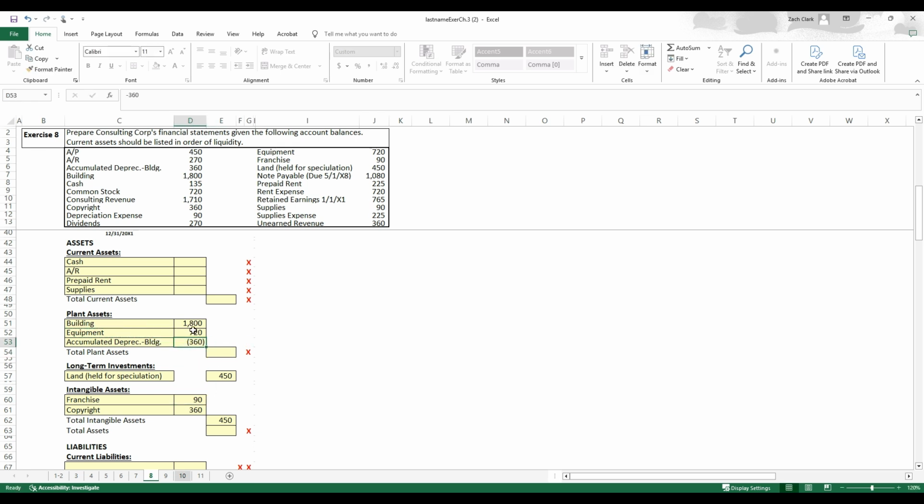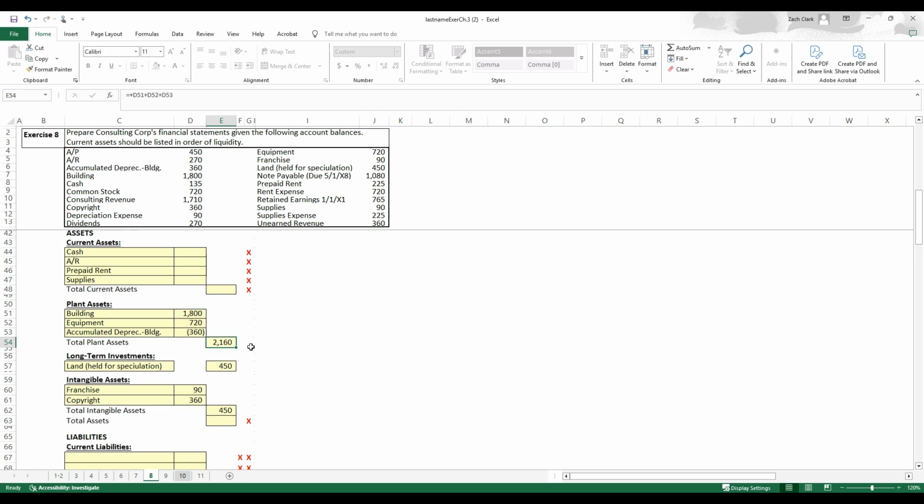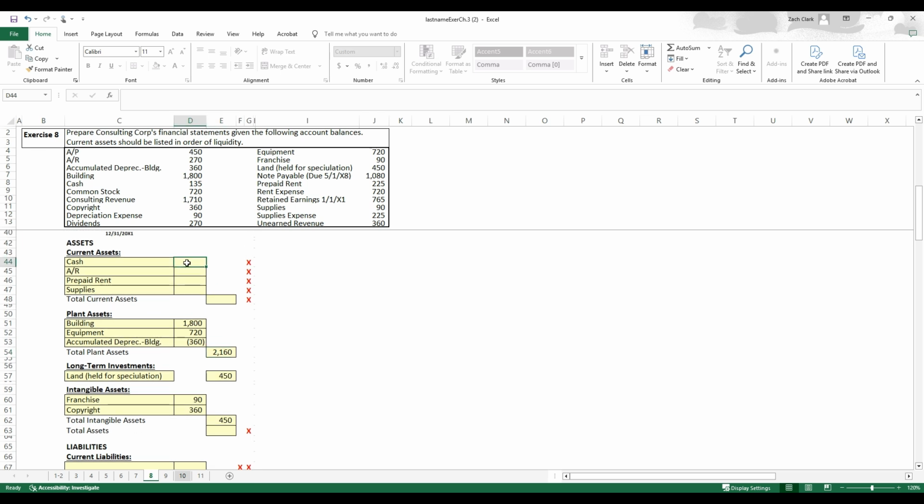So remember that this is a contra asset, accumulated depreciation. Once equipment has some accumulated depreciation, this tells us that we've never depreciated this equipment yet. Maybe we just purchased it. That we would have accumulated depreciation for both. So there we go. And then let's put in our cash, accounts receivable 270, prepaid rent 225, supplies of 90.